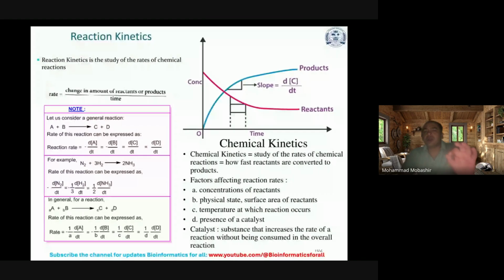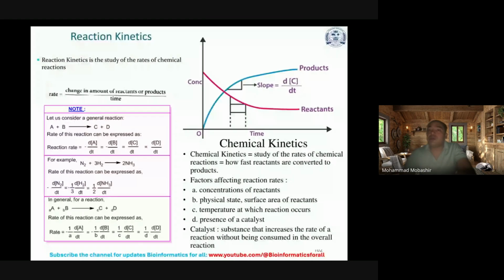Then, what are the factors which in general are known to influence the reactions or formation of product, or let's say the conversion of reactants to the products? First one, concentration of the reactants, physical state, surface area of the reactants, temperature at which the reaction is taking place. Presence of a catalyst, and what is a catalyst? A catalyst is a substance that increases the rate of a reaction without being utilized or consumed in the overall reaction.